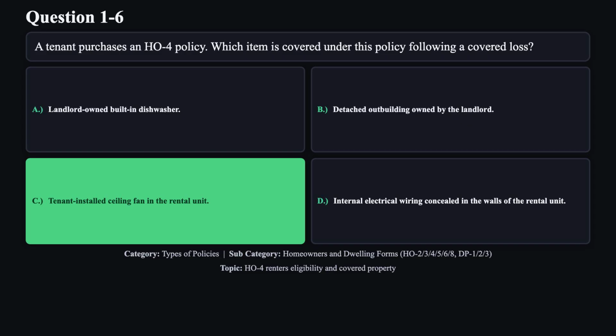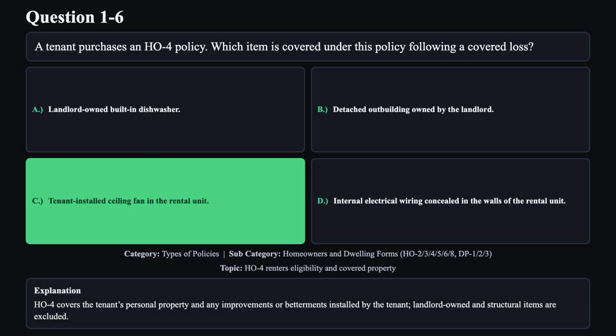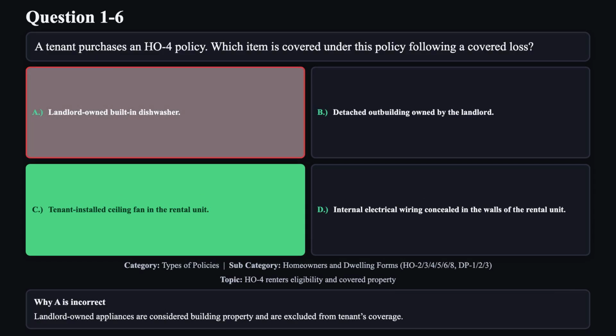The correct answer is C. HO4 covers the tenant's personal property and any improvements or betterments installed by the tenant. Landlord-owned and structural items are excluded. Reason A is not correct. Landlord-owned appliances are considered building property and are excluded from tenant's coverage.